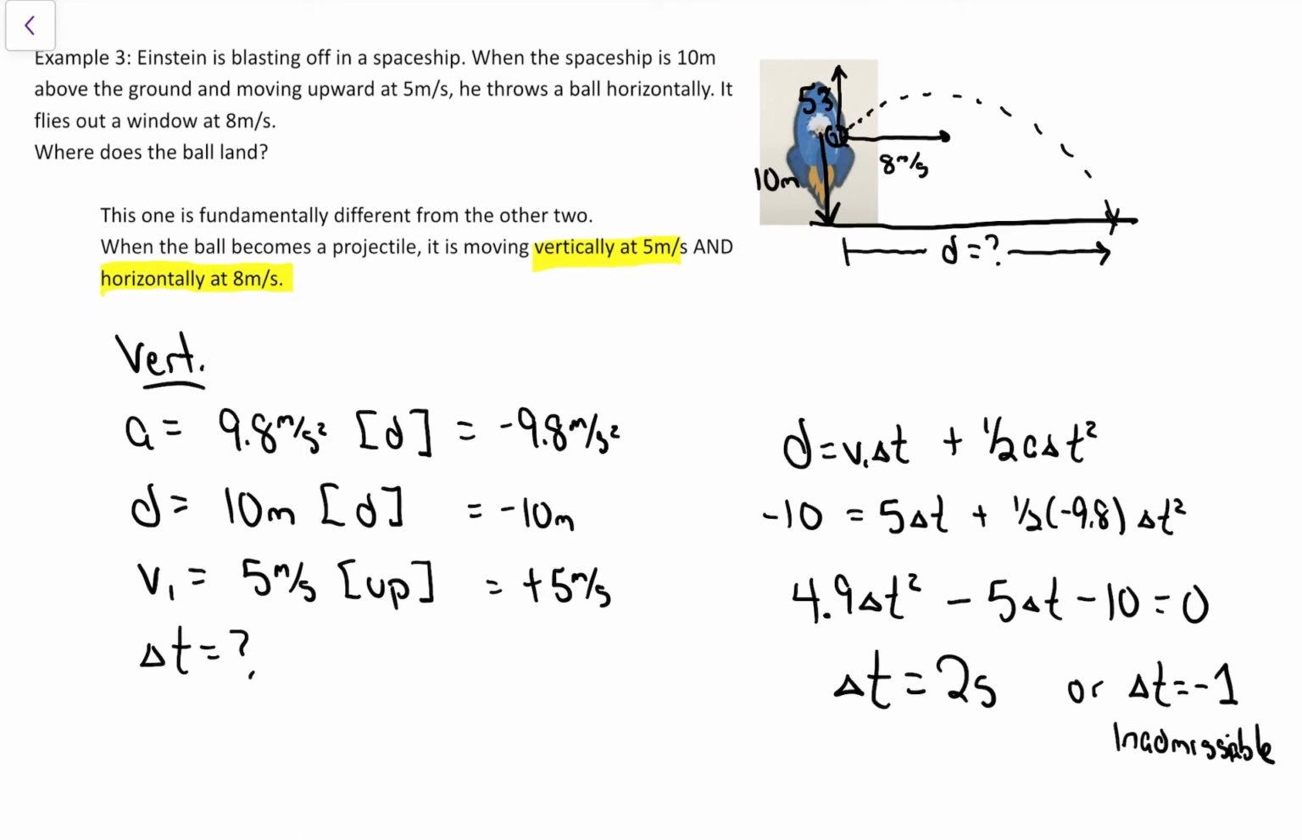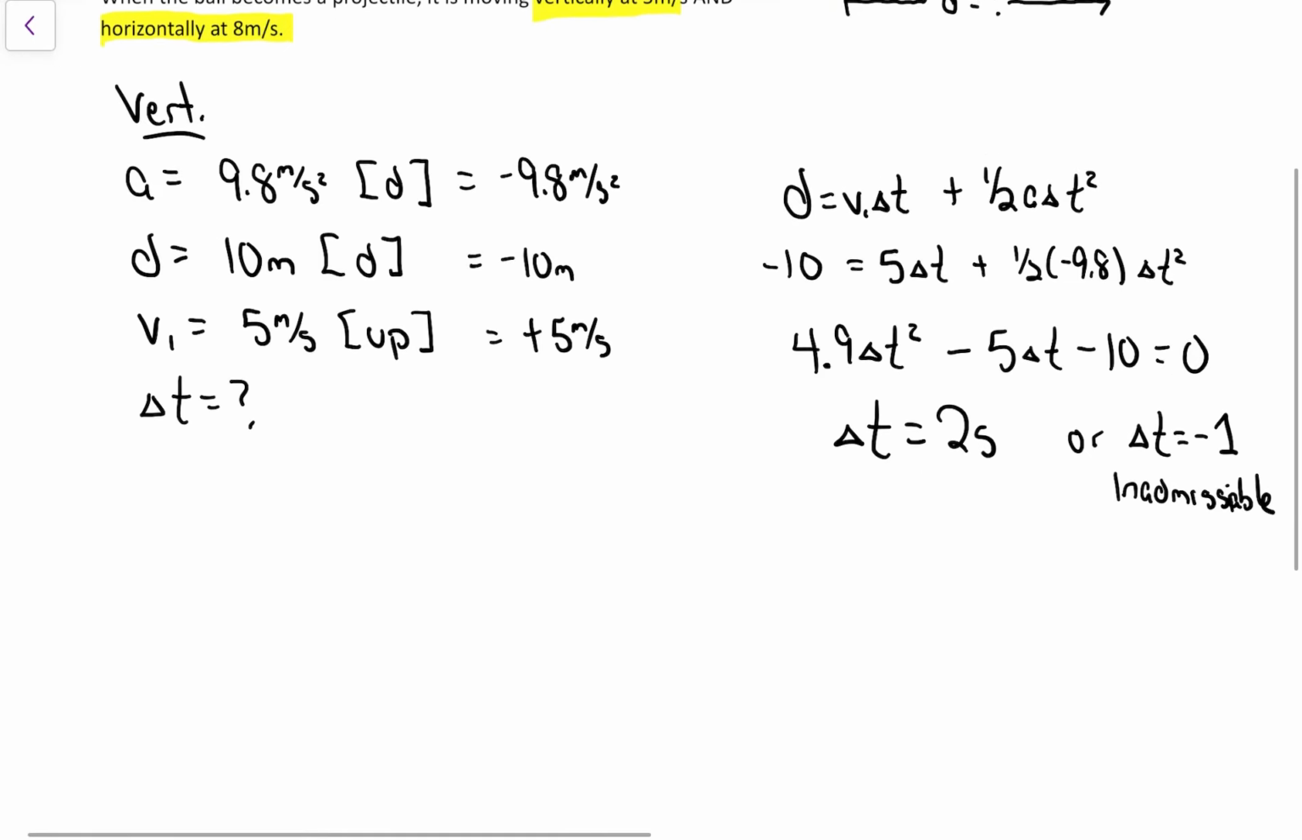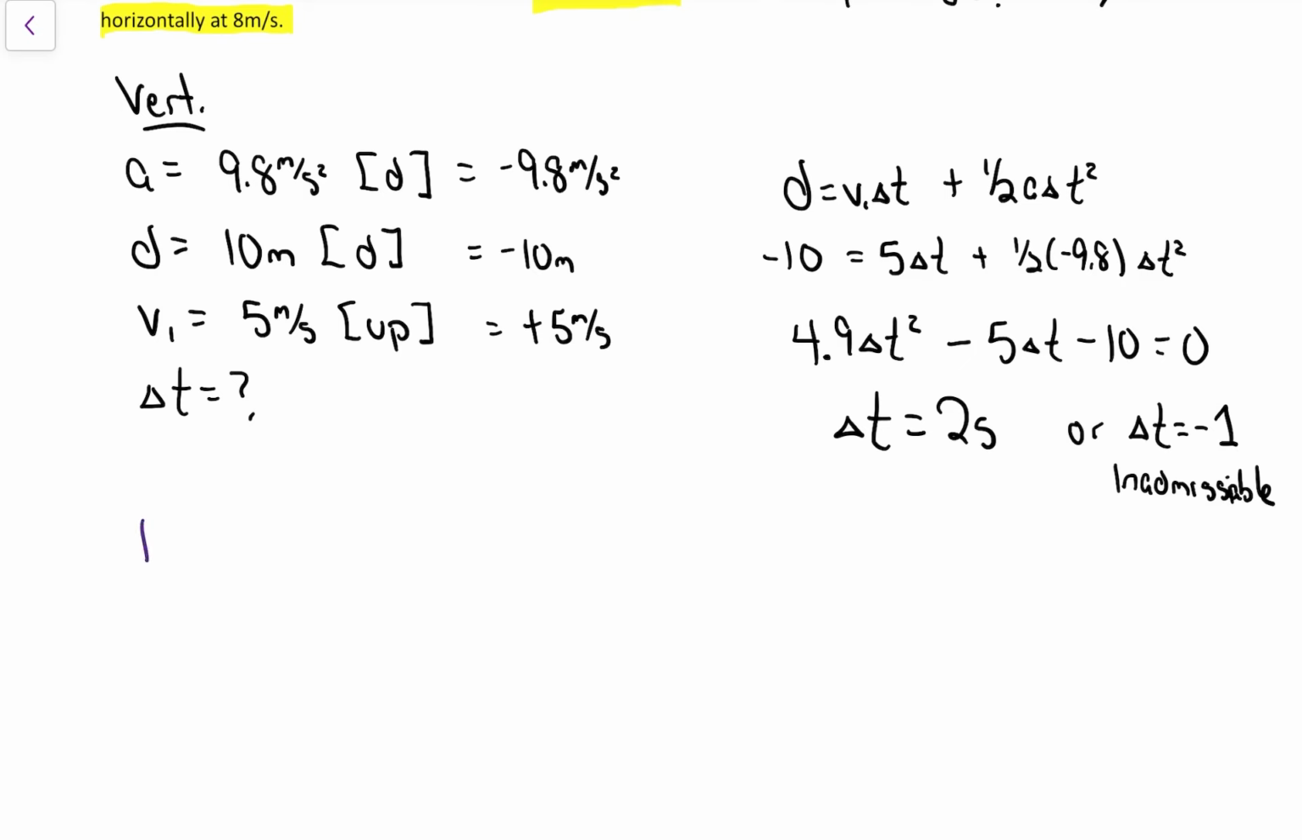If this parabola was part of a bigger parabola, it would have been on the ground 1 second before it was at that height moving those speeds. But for what we're doing, the -1 doesn't make sense. So we can ignore the -1, carry the 2 forward. Now we finish it just like we always have. Now we know how long it's in the air.